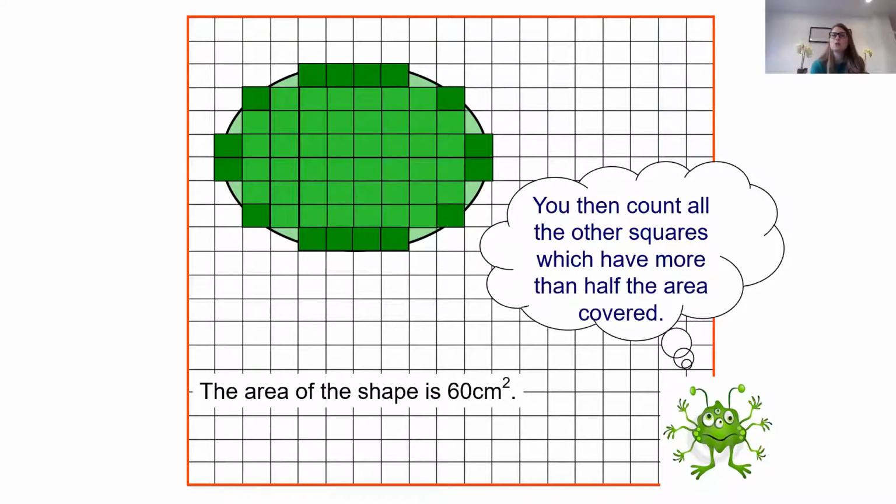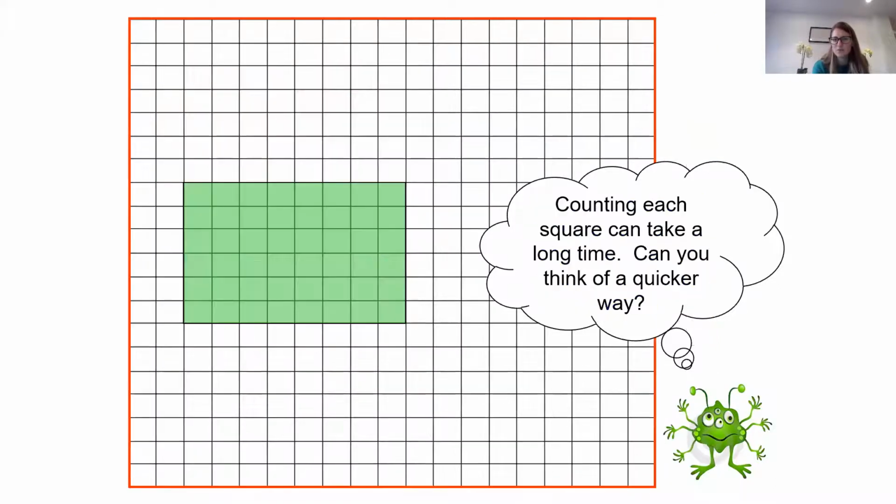And so when you've counted all those, if you've got 60 centimetres squared, that would be the area of that shape. Now, counting every single square individually takes quite a long time. And I want you to sit and think, is there a quicker way of doing it? Now, I'm just going to show you.